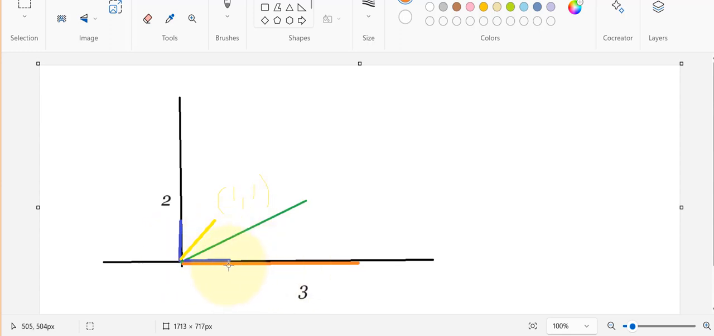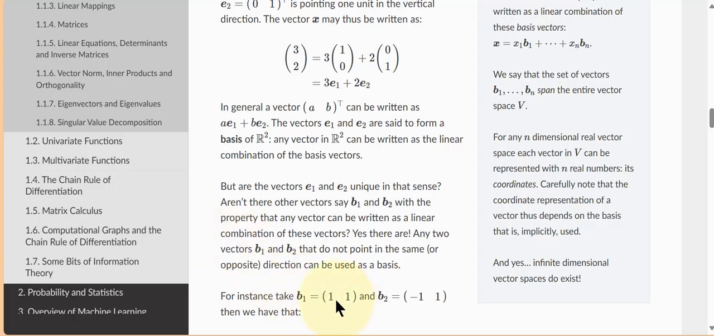I can't add these in any way to get to here, because when I add these, I'm always going to stay down here. So if they're parallel, it won't work. But as long as they're not parallel, for example, the blue and the yellow, we can express any vector, for example, the green vector, as a combination. That just means we can go a certain amount in one direction and then another amount in the other direction and get there. So they say here, let's try it with this B1 and this B2.